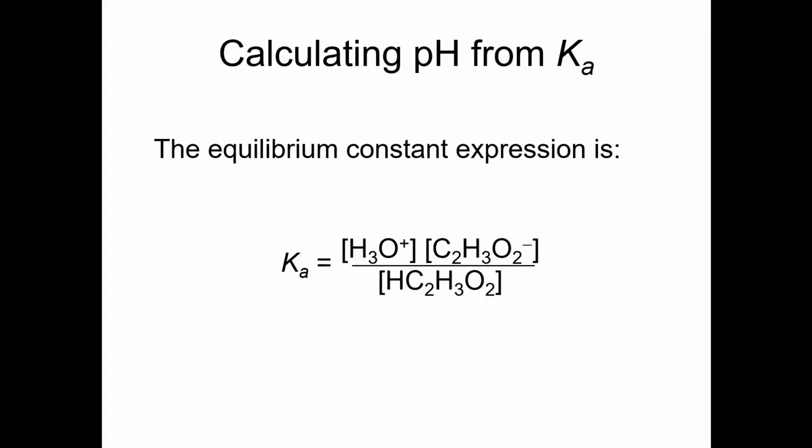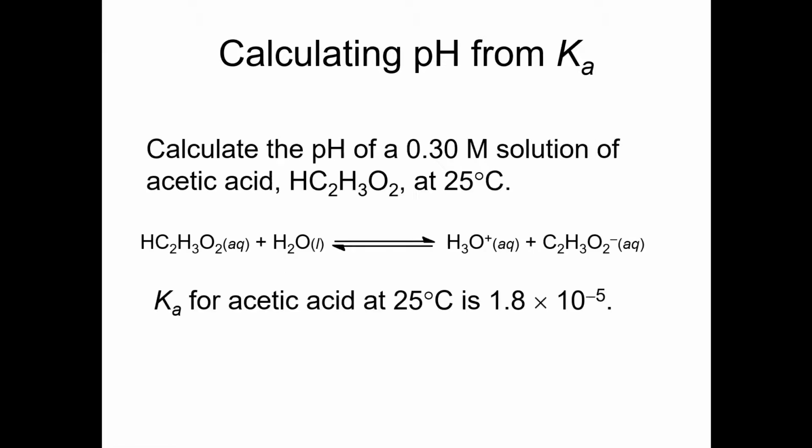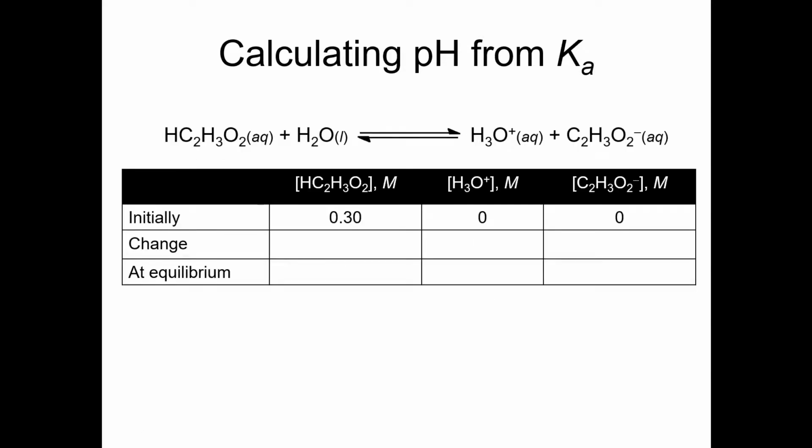Well, the one thing to do is remember that we know the equilibrium constant expression, and that is that Ka is equal to hydronium times acetate over acetic acid, H plus times A minus over HA. We know the initial concentration of the acetic acid, it's 0.3 molar. And so we can populate an ICE table with that. Here's the equation. Remember, because the water is not a participant in the equilibrium constant expression, we also leave it out of the ICE table.